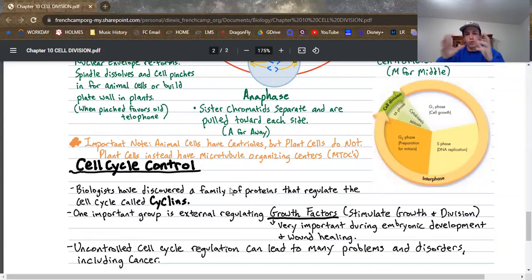If they're out of control or they're not working, we'll talk about that in a minute, it can lead to problems. One important group is the external regulating growth factors, which stimulate growth and division. It's very important during embryonic development. The embryo is the child in the womb that's growing. There's a lot of rapid cell growth during this time period, because you have to go from a single cell to a baby. So it's important for embryonic development, but also for wound healing.